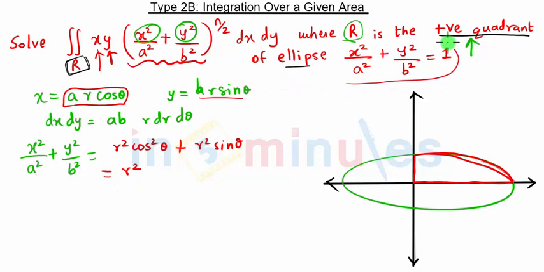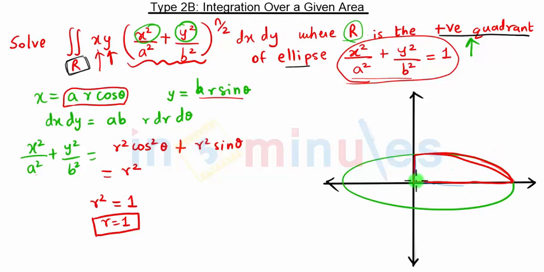What is the equation of the ellipse? The equation of the ellipse is this term equal to 1. So the equation of the ellipse is r square equal to 1, then r is 1. This is the equation of the ellipse in polar coordinates. Now we have to find the limits of the integration, and at the same time we have to cover this area.